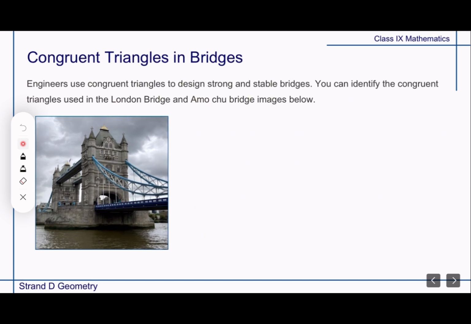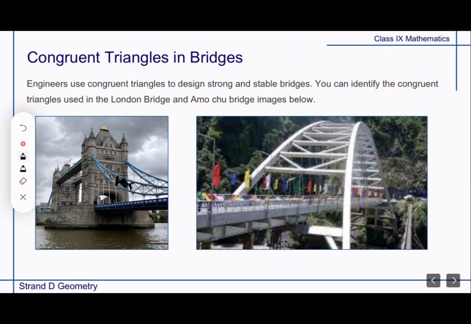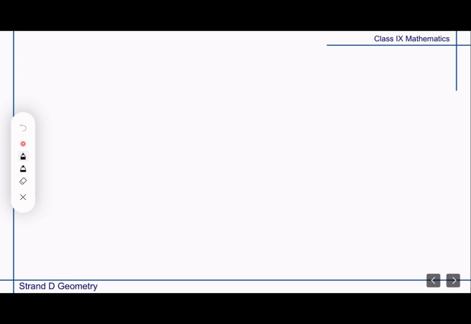Now, where did we find that? So if you look at this London Bridge, you will notice that congruent triangles are used here, right? I mean, there are a number of congruent triangles used here. Similarly, not only in other countries, in our country, if you notice the Mochu bridge, you will also observe that congruent triangles are being used. So whenever you are traveling, maybe you can look out for those.